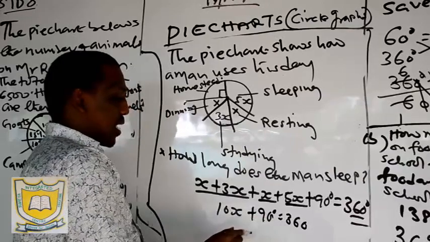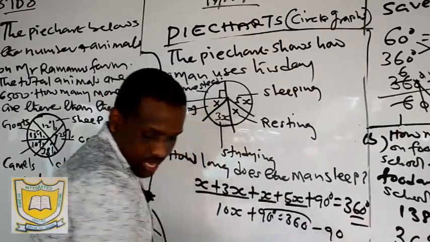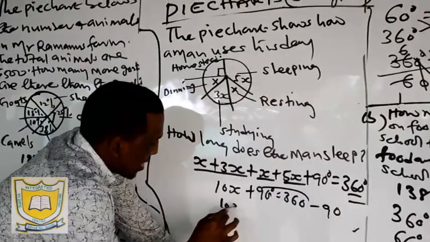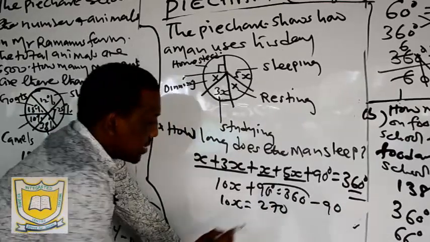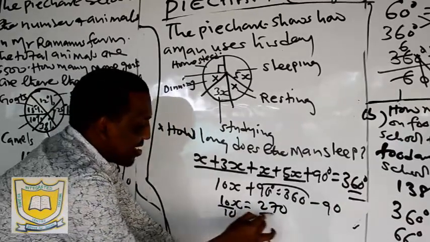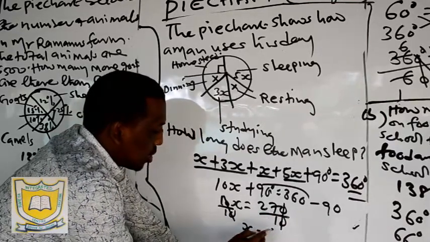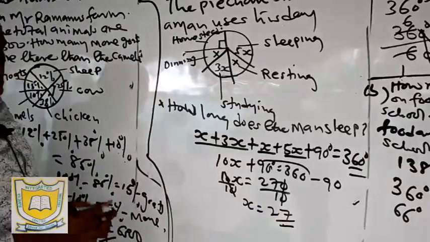What will happen? We collect the like terms. 90 will move to the other side. We subtract 90. So you remain with 10x is equal to, after subtracting, you will get 270. Divide by 10 to get the value of x, cancel. x is equal to 27. The value of x is 27.